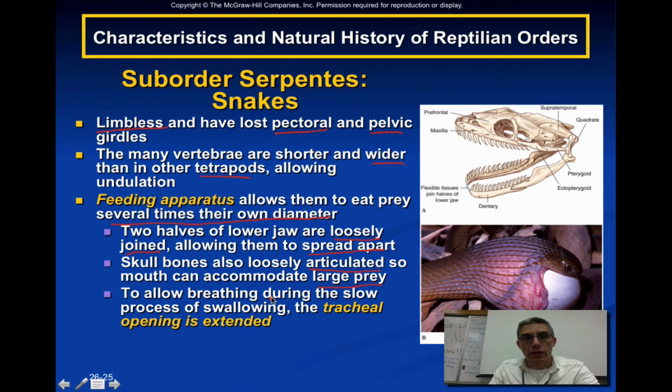Now, to allow breathing during the very slow process of swallowing their prey, they have a special adaptation, which is a tracheal opening that has been extended. The trachea extends a little bit more forward in the mouth of these animals. Once the prey item has pushed its way past a certain point, it allows that animal to breathe as it continues to move that prey item down through its body.